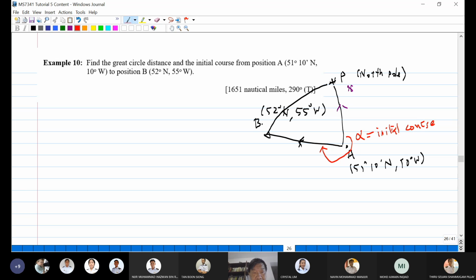And I want to find the distance AB, right? So A and B, great circle distance AB here. Right? So these are the information we need. So let's write down so that it's clearer. I don't want to mess up all the letters. So this is 52 degrees, 55 west.